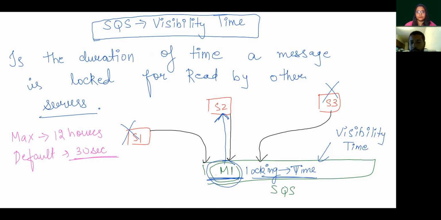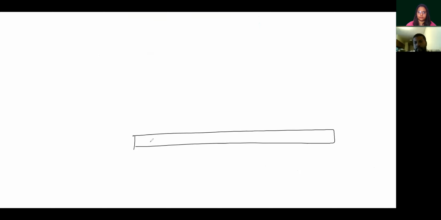Now, say the locking time you have set is 5 seconds, meaning the visibility time you have set is 5 seconds. But this server is taking more time to process this message. So what it can do is go to the visibility time setting and increase the visibility time also. Getting it? This much is clear, right? Yes, that's clear.